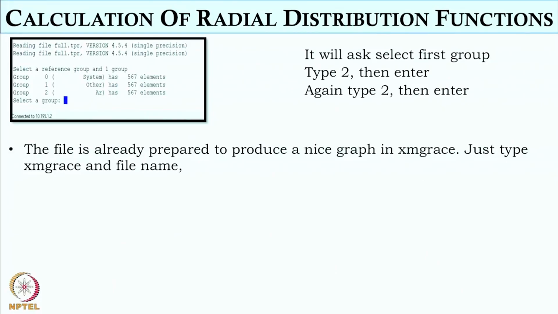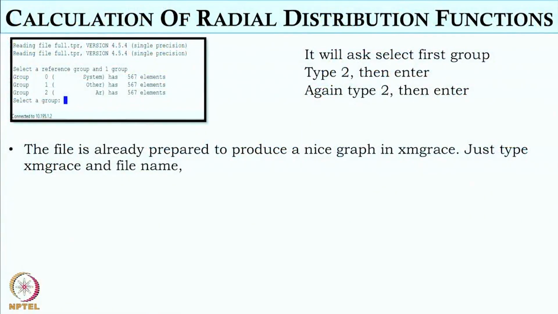The radial distribution function is between a pair of atoms, right? So don't you have to give a pair there? Yeah, so when we type 2, it will take the first argon atom, and then if we type 2 again, it will take the second argon atom. So it will calculate between two argon atoms.